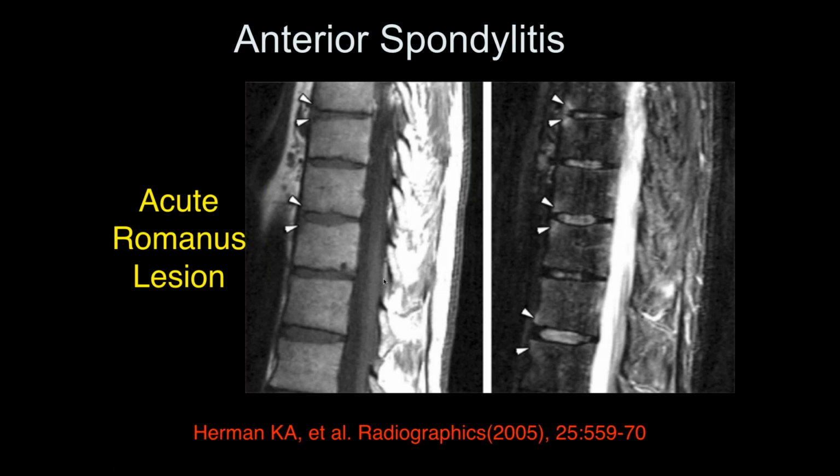So what are the kind of things we look for? One is Romanus lesions. These are shiny corners, or areas of replacement of fat, or what's called bone marrow edema, or really areas of inflammation on these anterior margins here. And this is very typical of ankylosing spondylitis. You get the inflammation here first. That helps with the development of the syndesmophytes, which go on to fuse the spine.